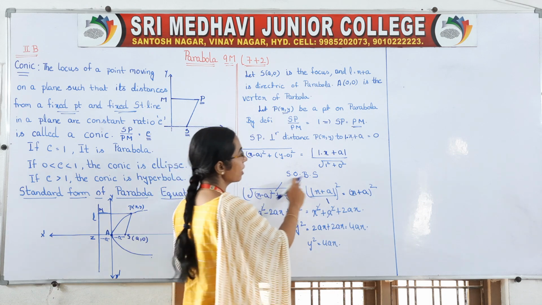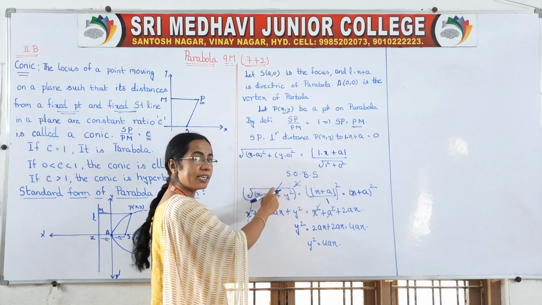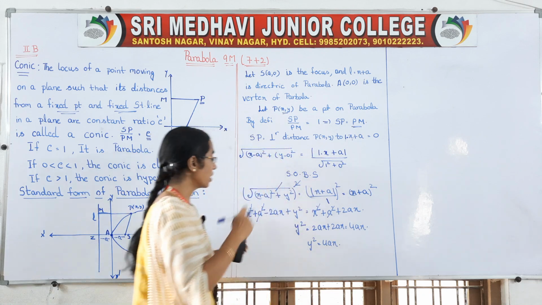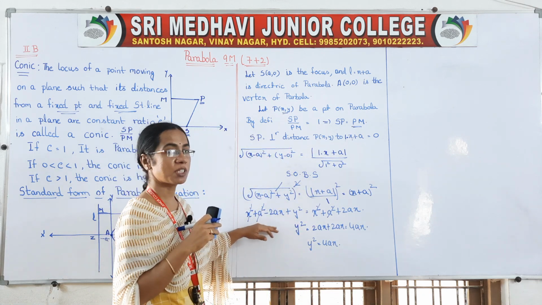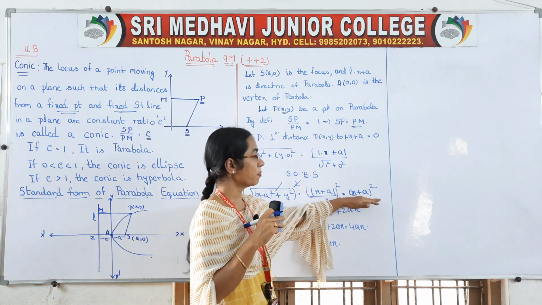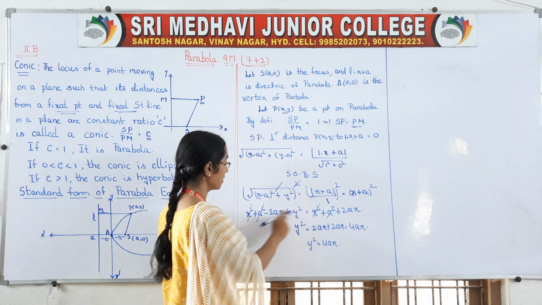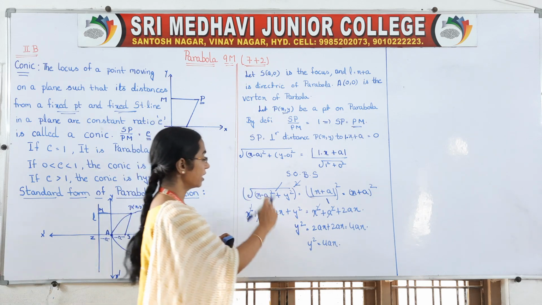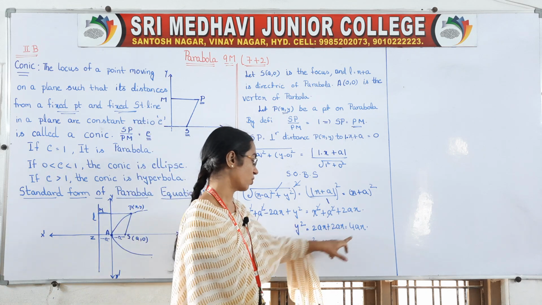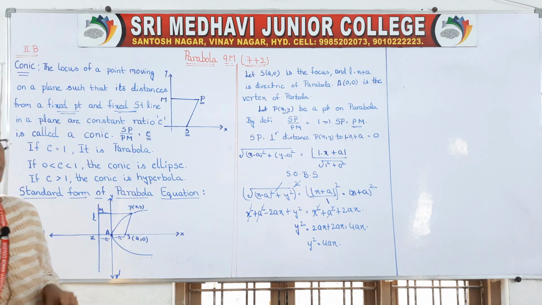Okay, so next, squaring on both sides, your square root will get cancelled on this side, and on this side we have to do the square. (A minus B) whole square is A square plus B square minus 2AB, and this is (y minus 0) whole square, which means y square, and this is (A plus B) whole square, A square plus B square plus 2AB. x square cancels, A square cancels, sending your minus 2AX to that side, y square is equal to 2AX plus 2AX, that is 4AX. So y square is equal to 4AX is the standard parabola equation.